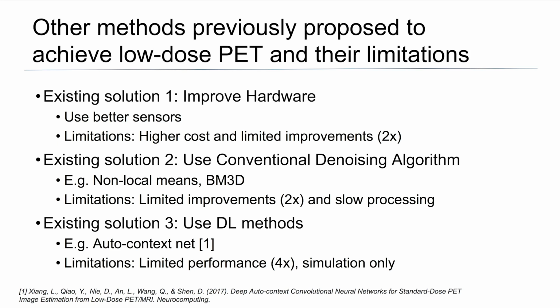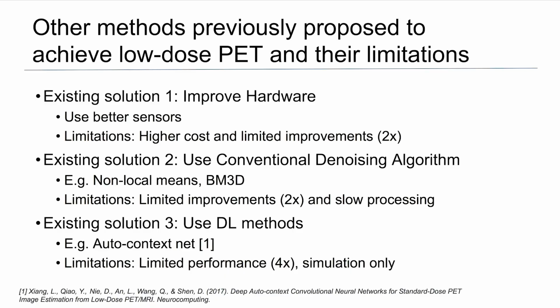There are commonly used denoising algorithms such as the non-local means method and BM3D. They are commonly used for image denoising, but they also provide only limited improvement, and the processing can be very slow. It can take minutes to hours to process a single image, so it's not clinically applicable. People also propose using deep learning methods or other AI algorithms, but they only show limited improvement and only on simulation datasets. So here, what our algorithm does is try to improve further than previous methods, but also achieve higher speed and higher performance.